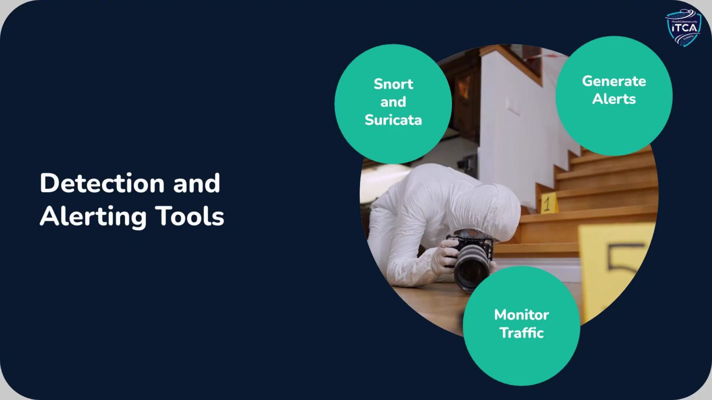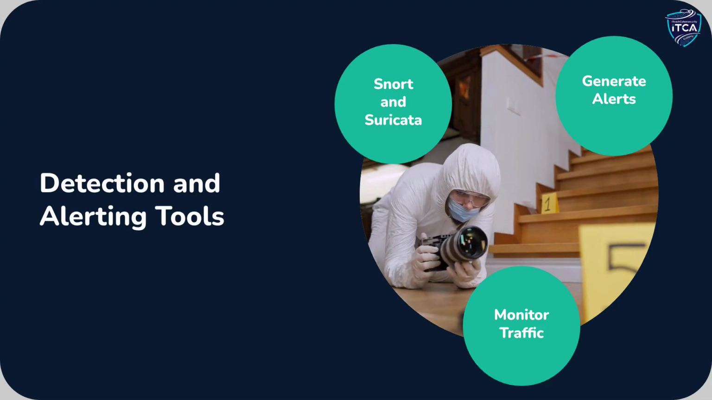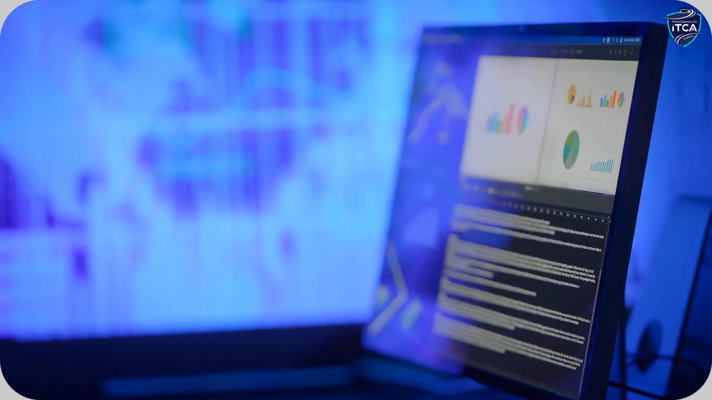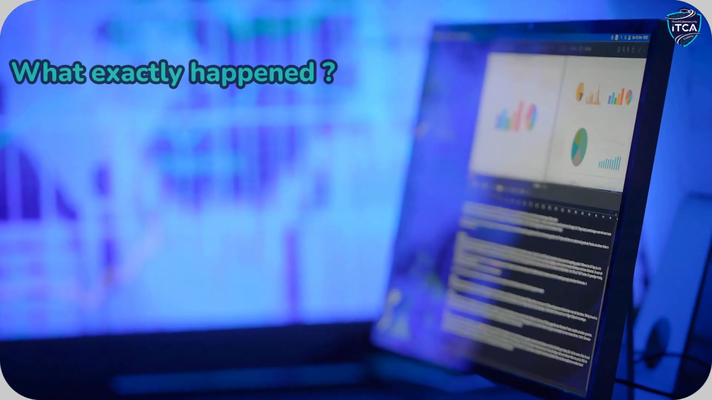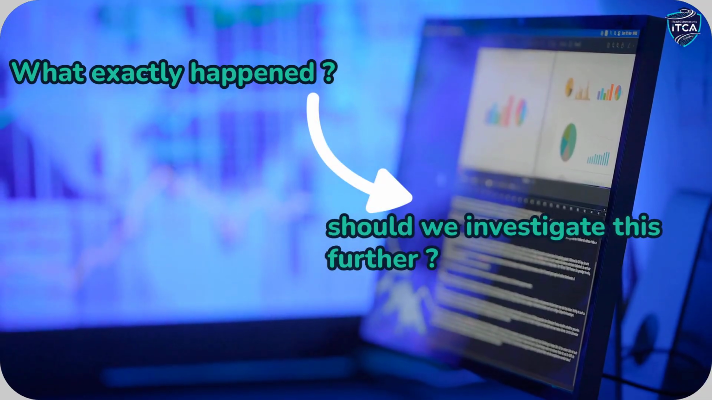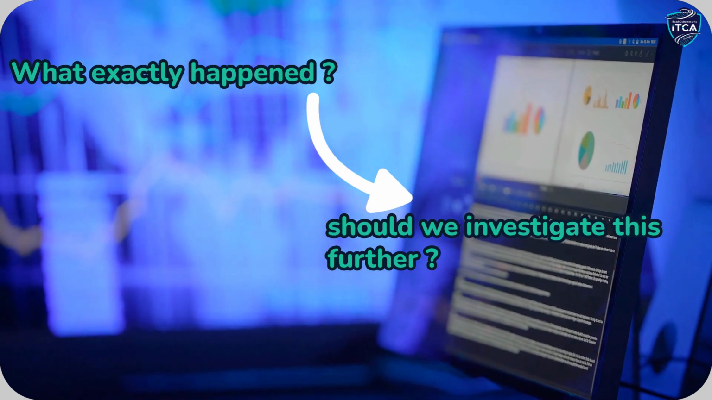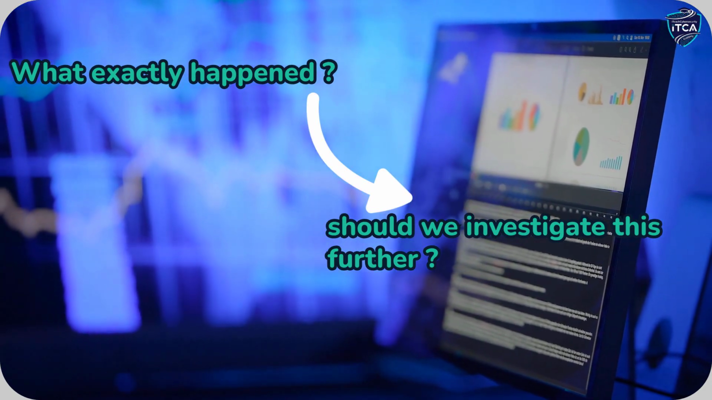Common examples include intrusion detection systems and intrusion prevention systems, such as Snort and Suricata. These tools inspect packets as they move across the network and compare them against predefined rules and signatures. While they are excellent at identifying potential threats, they do not provide complete forensic detail on their own. At this stage, the key question being answered is not what exactly happened, but rather, should we investigate this further? This naturally leads to the next phase, collecting detailed network evidence.